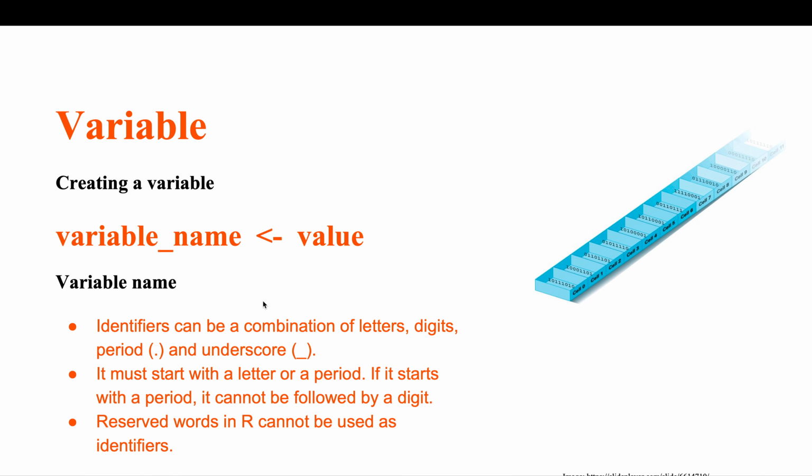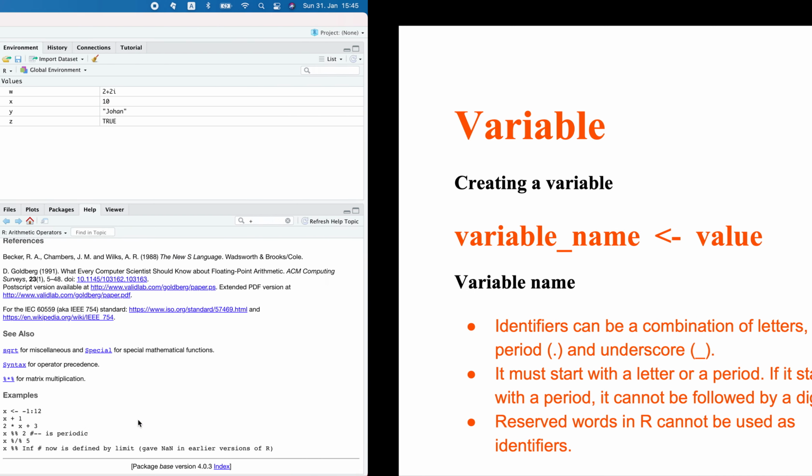Now coming to the name, what can we use for a name? You can use any letters or digits. You can also use period and underscore. Now there is a condition: your variable name has to start with a letter or a period. And if it starts with a period, it cannot be followed by a digit. And the third is that reserved words in R cannot be used as identifiers. So I will give an example for each of these points.